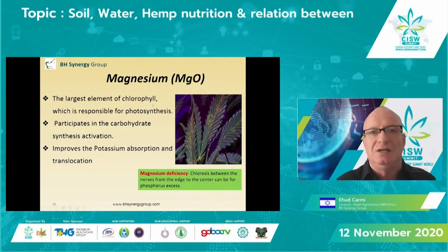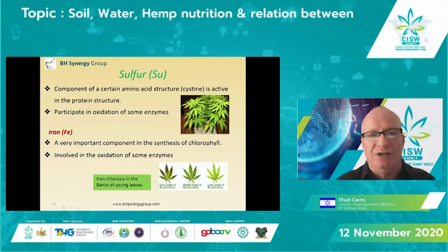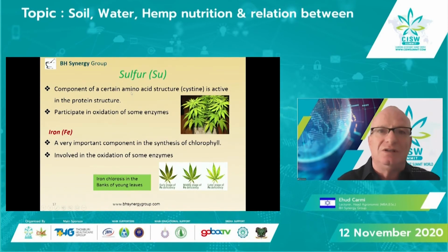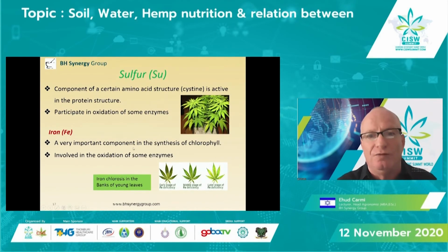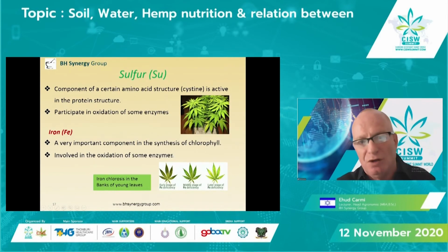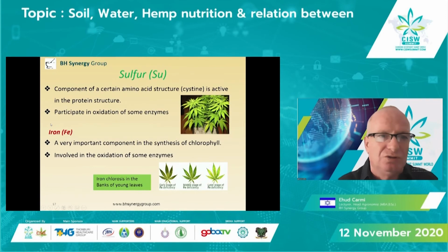We can see now we have sulfur and iron, most important microelements too. Sulfur is a component for certain amino acids, and the iron is most important for the synthesis of the chlorophyll. Most of the time we will see chlorosis in leaves. A lot of people think that chlorosis in leaves is always iron. No, sometimes, as we saw, it looks like nitrogen deficiency, but it's about nitrogen or too much water, but this is for another day.